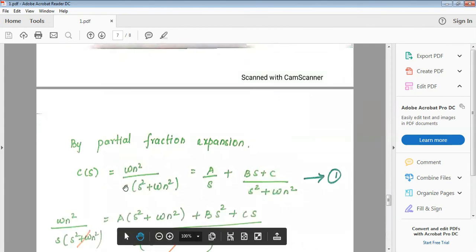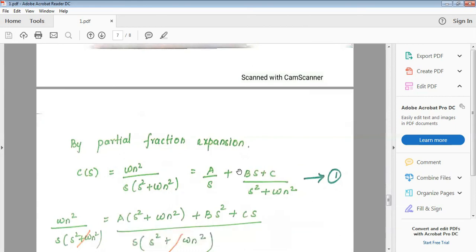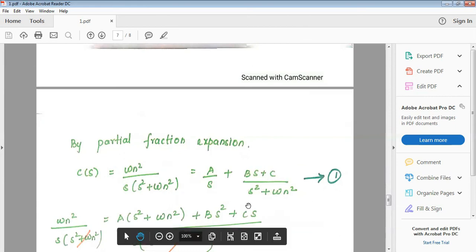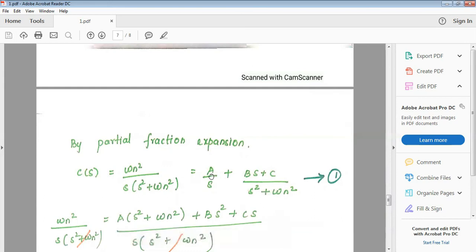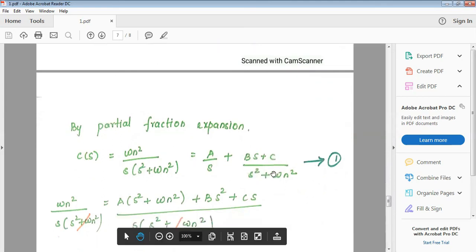So for the partial fraction method, here we have a first order term, so a by s plus. Here we have a second order term, right? For the second order term, the partial fraction can be written as bs plus c divided by s square plus omega n square. For the first order term, we can represent it with a single constant value, that is a by s. Here we have the second order term because the power of s is 2, so we have to express this second order term as bs plus c.